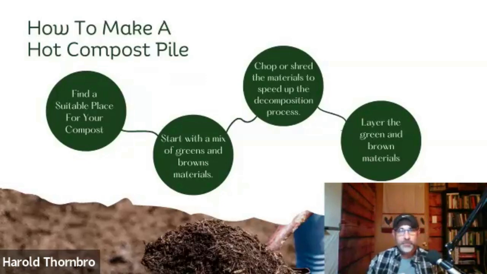It's great if you can chop or shred the materials, because it speeds up the decomposition process and will actually get hotter quicker. So if you can shred it, it's great. You don't have to though. It still can break down, it'll just break down quicker if you shred it. And you want to layer the green and brown materials. You want to start with the browns on the bottom and make a layer. I'll go over in a minute what that layer should look like.